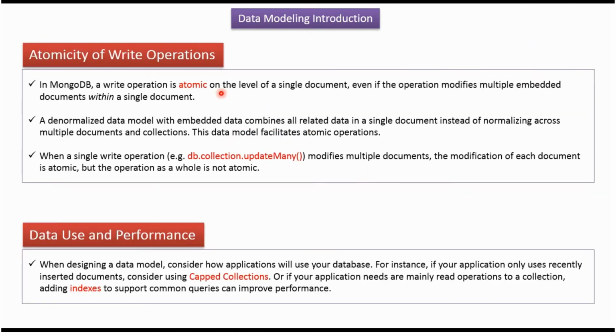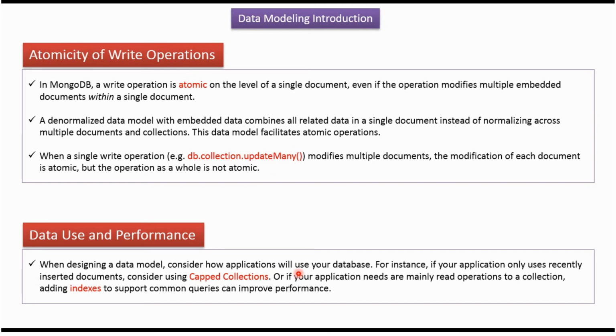In MongoDB, a write operation is atomic at the level of a single document, even if the operation modifies multiple embedded documents within the single document. A denormalized data model with embedded data combines all related data in a single document instead of normalizing across multiple documents and collections, and this denormalized data model facilitates atomic operations. When a single write operation modifies multiple documents, the modification of each document is atomic, but the operation as a whole is not atomic.